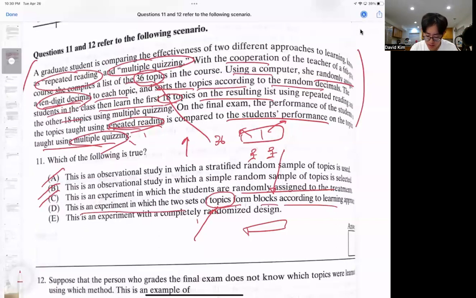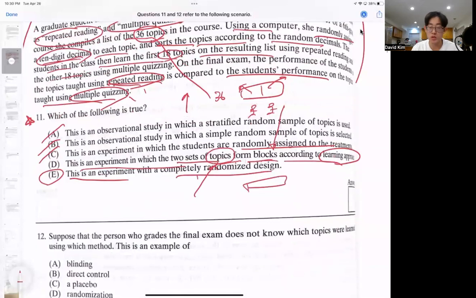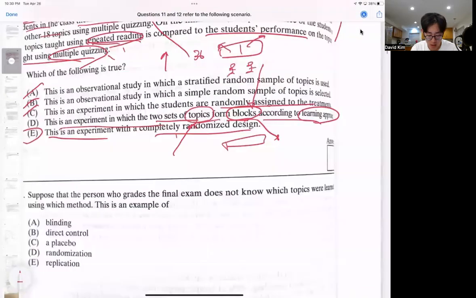So I believe the best answer here is E. This is definitely an experiment, with everything completely randomized. It's not that two sets of topics form blocks. This is the only issue that I saw. If the two blocks were the learning approaches, then it would have been a better statement. Okay, so 11, again, chapter 4 stuff is not my strong suit, but at the moment that's the best explanation I can give you. I will have to go over the blocks one more time before you guys take the exam. So let's just put E down for now.